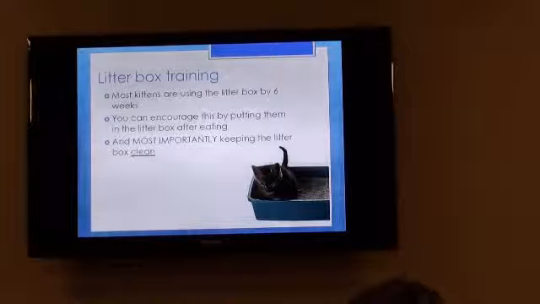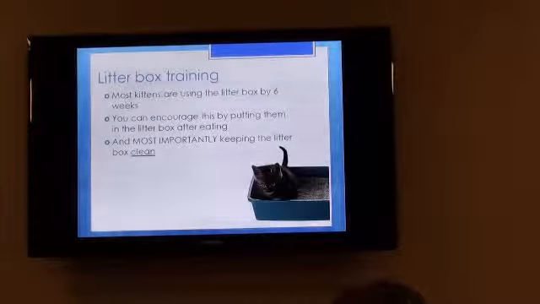Like I said, most kittens are using the litter box by the time they're 6 weeks, and you can encourage them to do this by, once they're done eating, just immediately putting them in the litter box, and they catch on really fast. It's amazing. And most importantly, you need to keep that litter box clean, and that means if you're around that litter box, every time a cat poos in it, you should get rid of that.